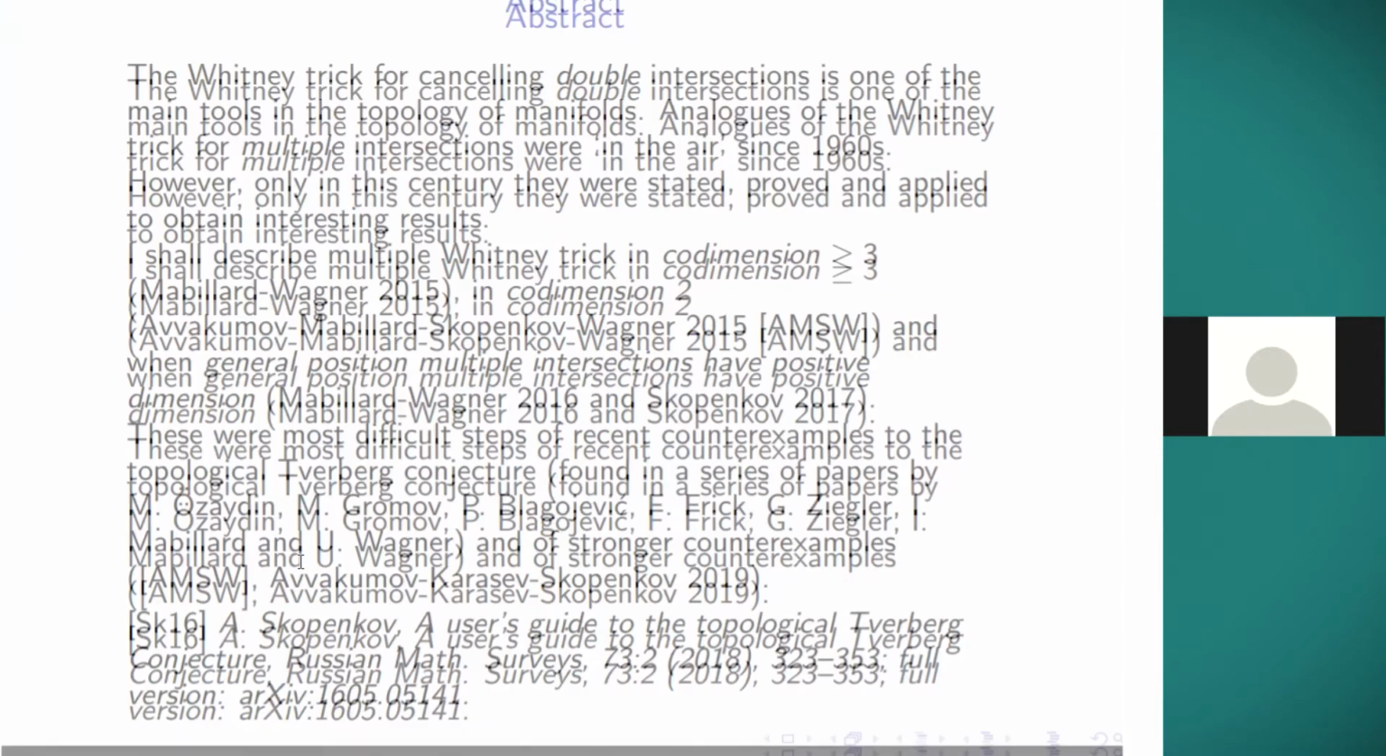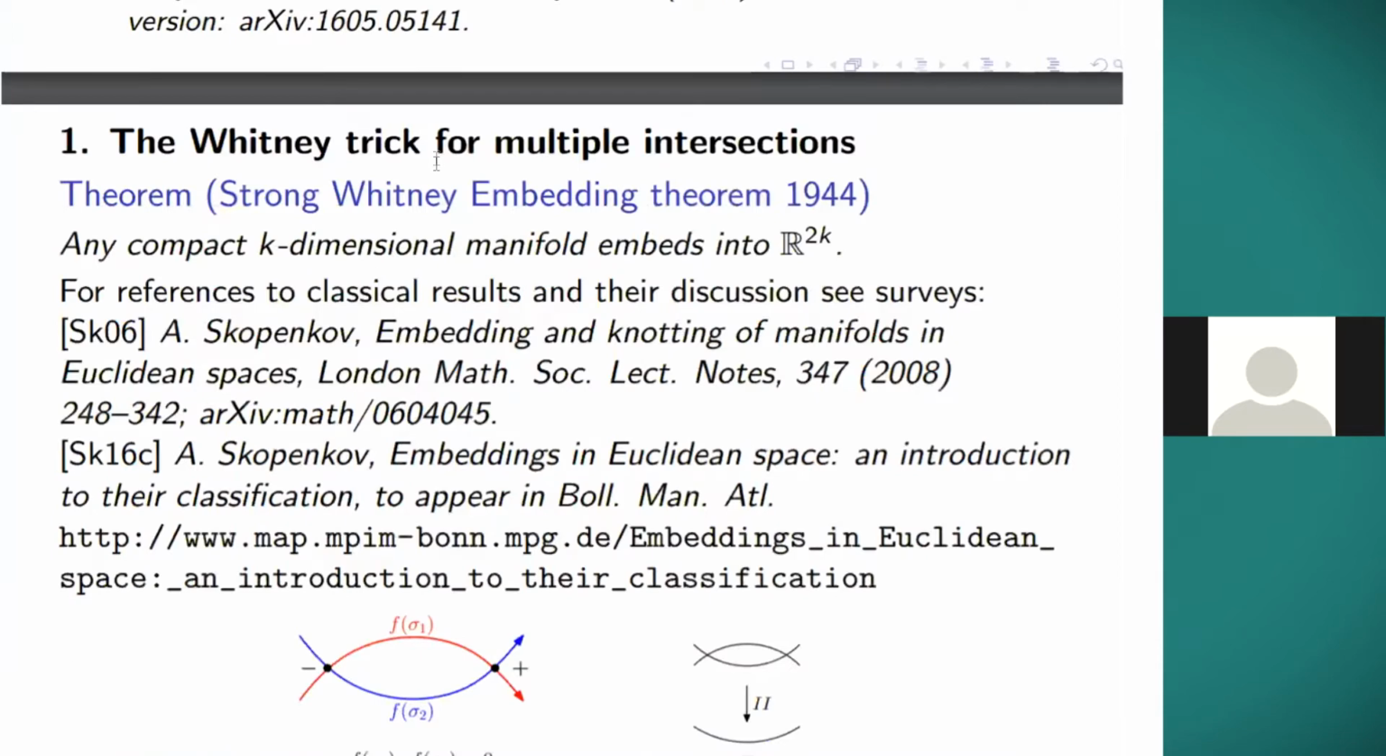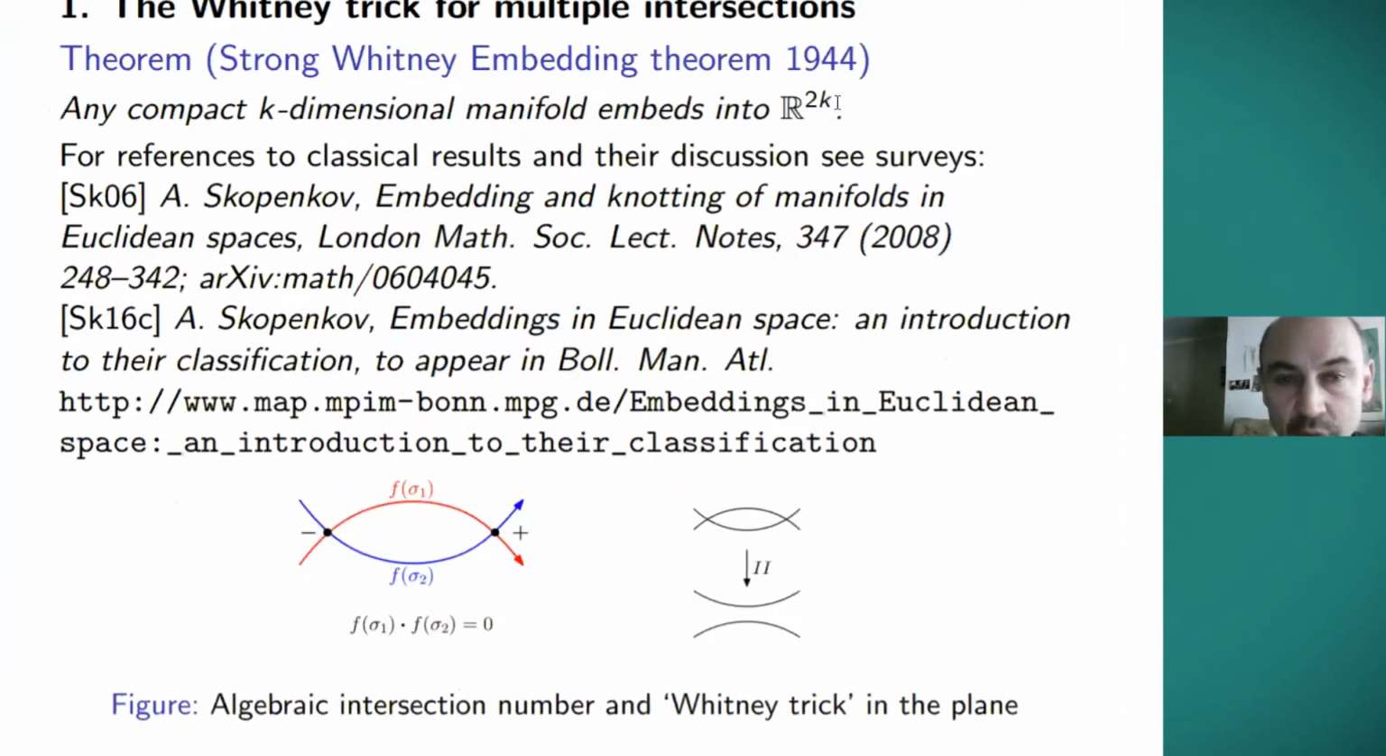So let me come to the subject matter. The well-known strong Whitney embedding theorem asserts that any compact k-dimensional manifold embeds into 2k-dimensional space. For such basic results, I will not give original references in this talk. I will only refer to surveys in the London Mathematical Society lecture notes and in the Manifold Atlas project. This result does hold for a one-dimensional manifold in the plane. It's obvious even without Whitney, but the proof of the high-dimensional case can be explained in low dimension.